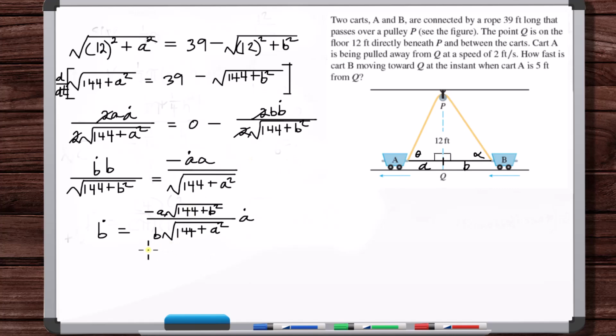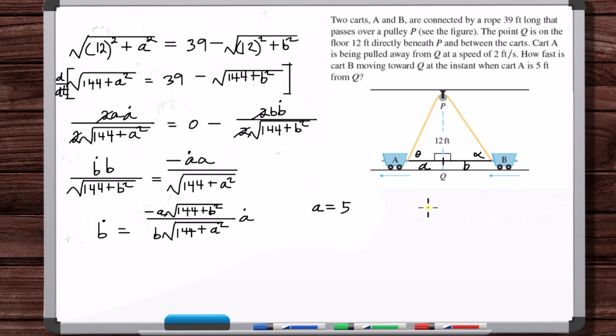Okay, there we go. So now we just need to plug in a, b, and a dot and get the signs right. So this is another geometrical relation here. We're dealing with triangles. So a and b can't be negative for this type of problem, the way we're approaching it. So what is a? Card A is 5 feet from Q. A is 5. What is b? Well, we need to solve for LAP and then get LBP, and then we can get b.